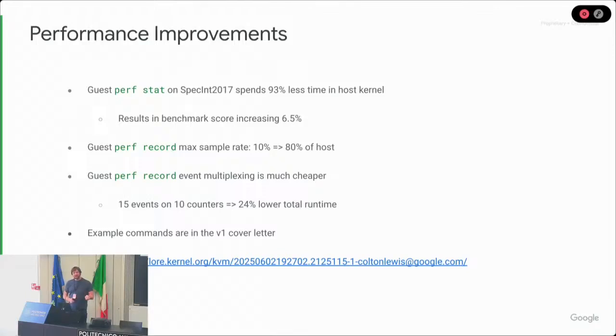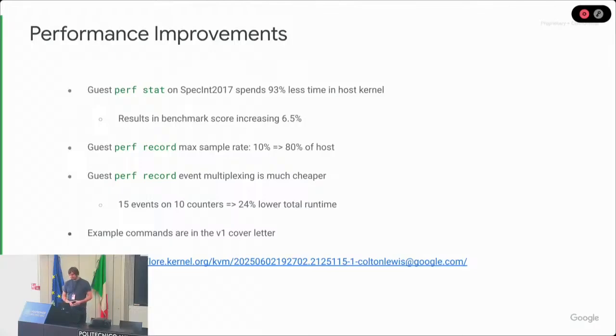As one example, using perf stat in a guest on SpecInt 2017 spends 93% less time in the host kernel because we're doing a lot less trapping to the KVM. We're doing a lot less overhead in the host perf. And this results in the total benchmark score going up 6.5%, which is very huge considering we're talking about perf overhead. And SpecInt is a very CPU-bound thing.